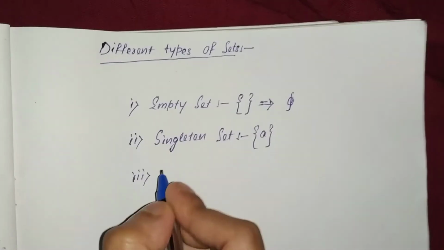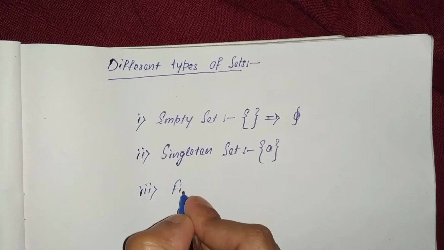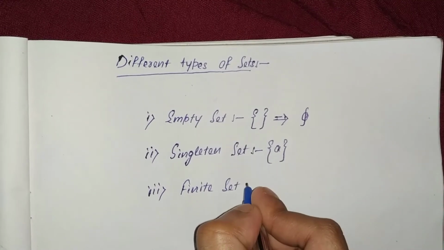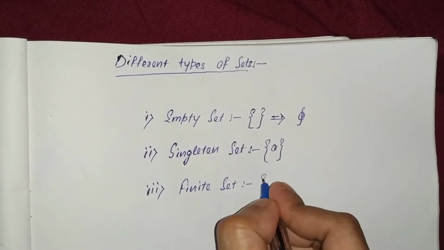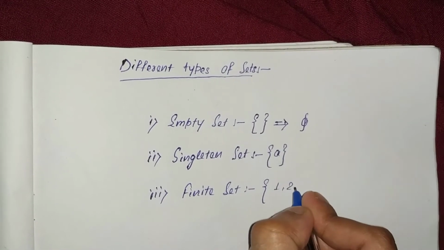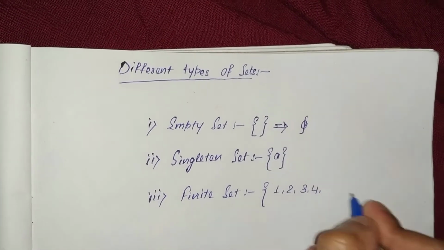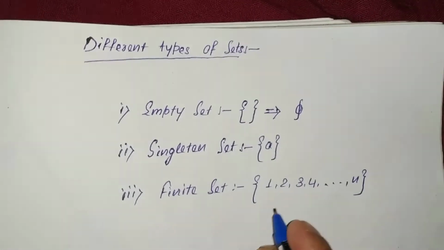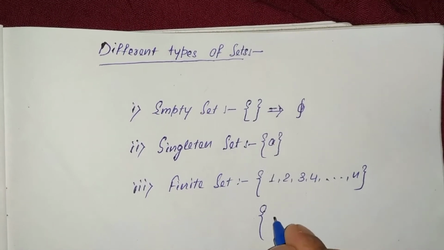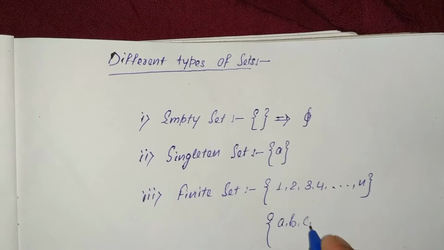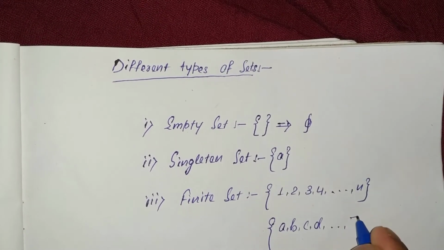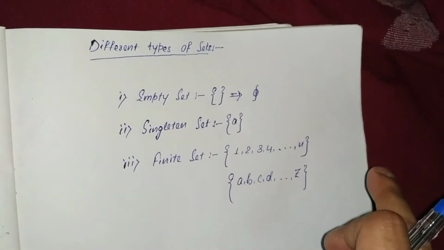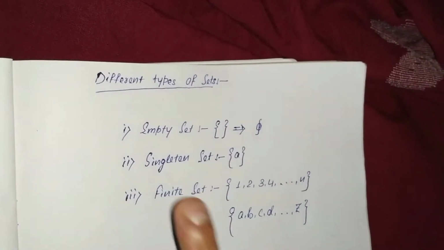Third is the finite set. It looks like 1, 2, 3, 4 up to n terms, or A, B, C, D up to Z. They have a limit. They have a particular end. That's why it's a finite set. Okay.